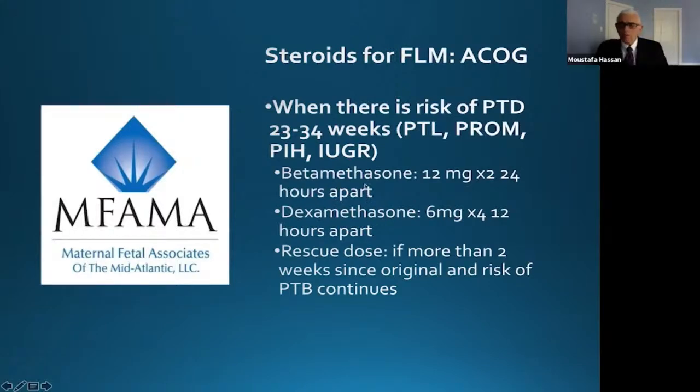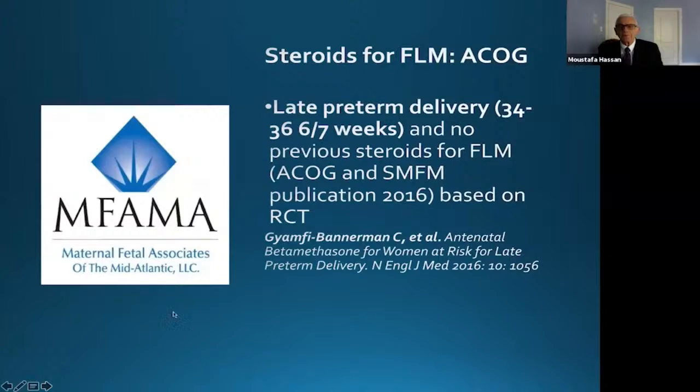I don't know what you have in your institution, but you can use betamethasone 12 milligrams, 2 doses 24 hours apart, or dexamethasone 6 milligrams, 4 doses 12 hours apart. Rescue dose if more than 2 weeks since the original and the risk of preterm birth continues. Steroids for preterm labor, I told you before, is between 24 and 34 weeks. However, recently, or not really very recently, in 2016, we started to extend it to almost 37 weeks.